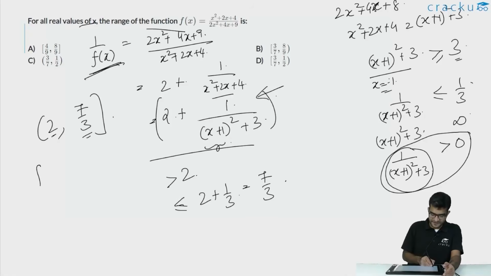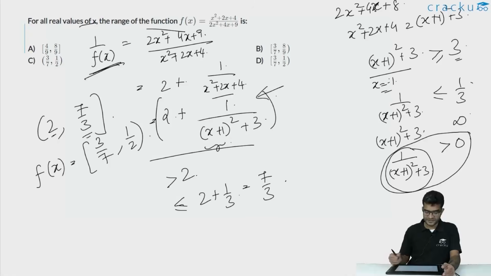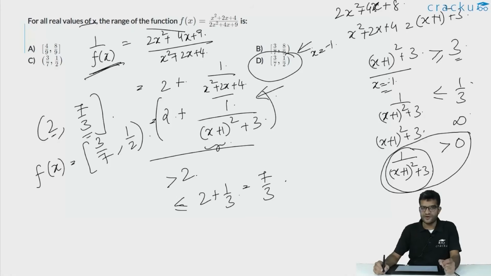So what is the range of f of x? The range of f of x is just the reciprocals, which is 3 by 7 to 1 by 2. So the correct answer will be option D. The value of f of x will equal 3 by 7 when x is equal to minus 1, but the value of f of x will not be equal to 1 by 2. It will just become very close to 1 by 2 as the value of x becomes very, very large. So the correct answer is option D.